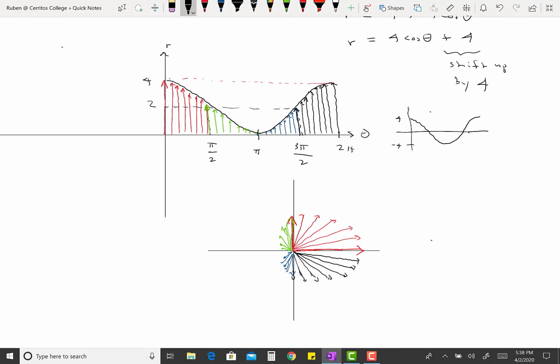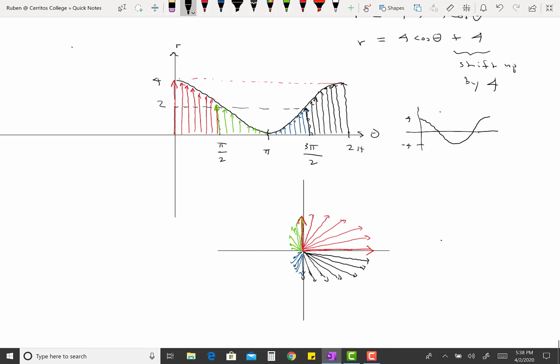If we connect the tips of all of those arrows in the polar plane, we get a graph of our polar function. If we connect the tips of all those points in the polar plane, we get a graph of our function in the polar plane.